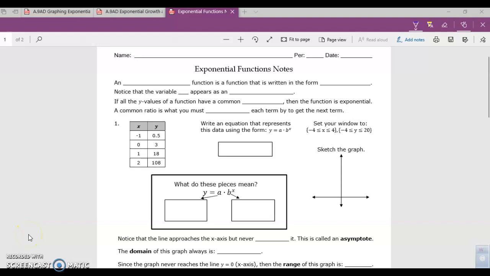Welcome, and in this set of notes, I'm going to go over an introduction to exponential functions with you guys. To start things off, an exponential function is a function that is written in the form y equals a times b to the x.